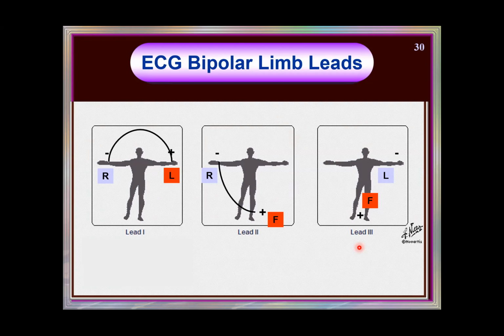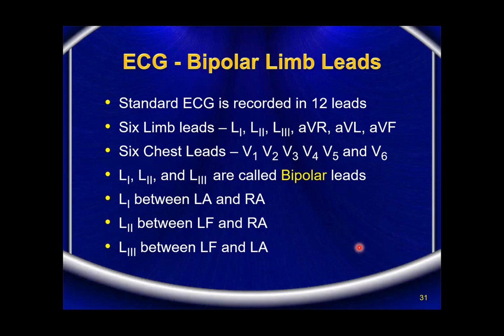Inward, upward, and left. These are the directions of the current. So this is the standard ECG for lead 1, lead 2, lead 3, aVR, aVL, aVF, the standard 6 leads. L1, L2, L3 are called bipolar leads. L1 is between left arm and right arm, L2 between left foot and right arm.